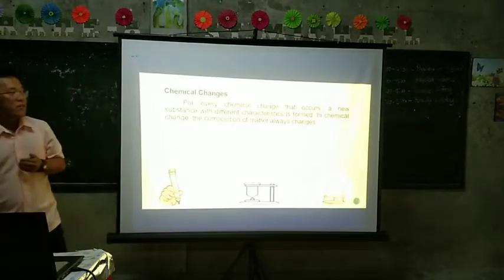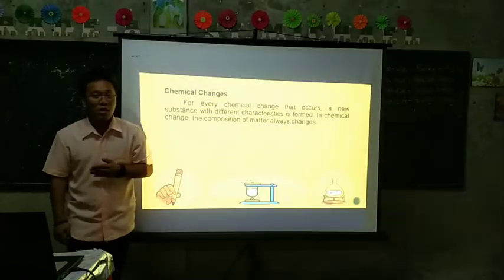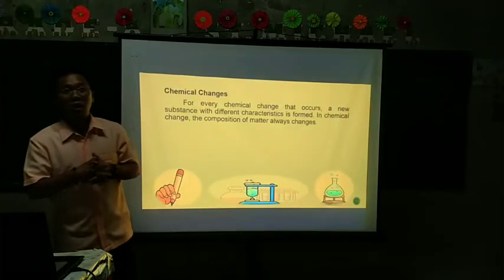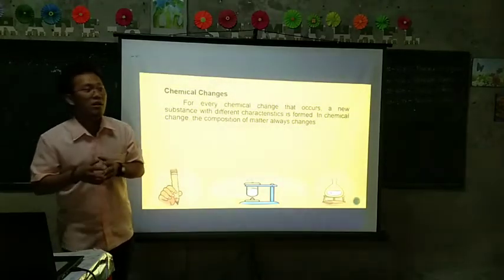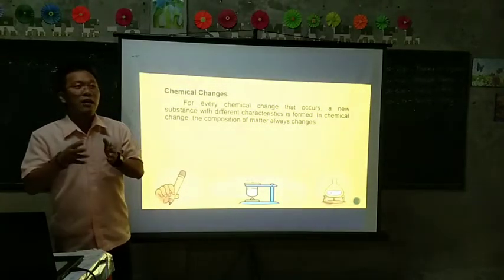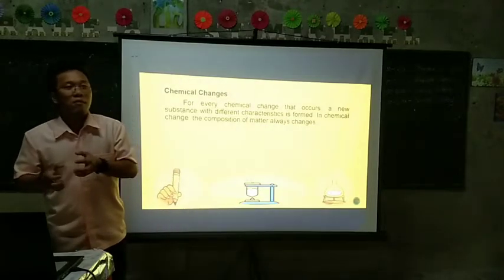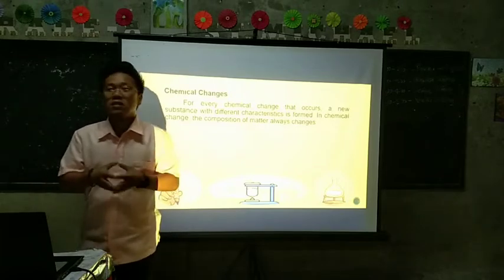For every chemical change that occurs, a new substance with different characteristics is formed. In chemical change, the composition of matter always changes. So, in the video of cesium and water, we actually see the production of another substance because of the chemical reaction between the cesium and the water.